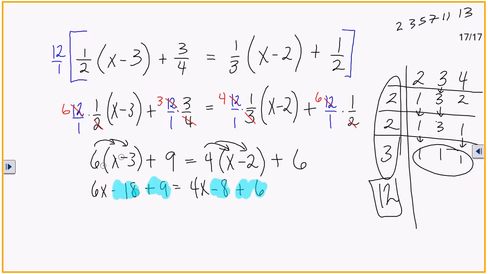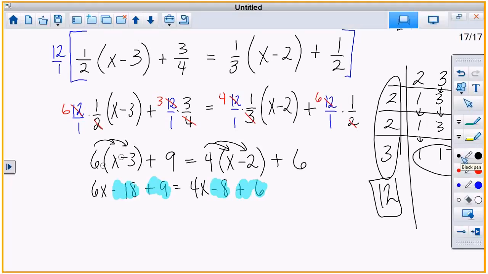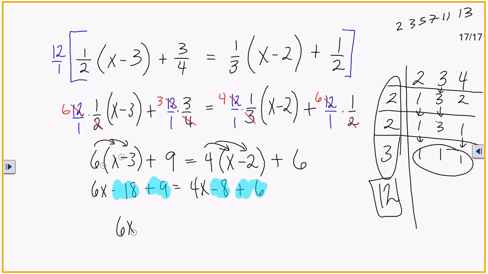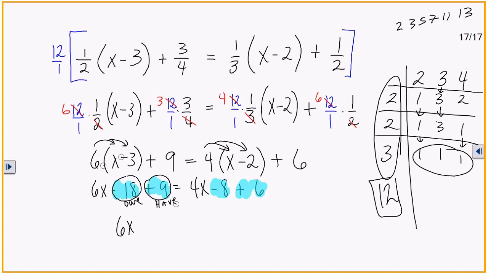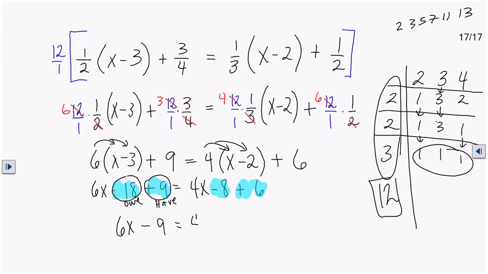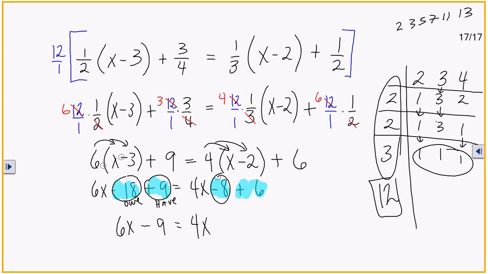So now I've got to combine them, and that gives me 6x minus 18. I owe $18, and I have 9 in my pocket. So that means I still owe $9. You owe $8, you have 6, you still owe 2.